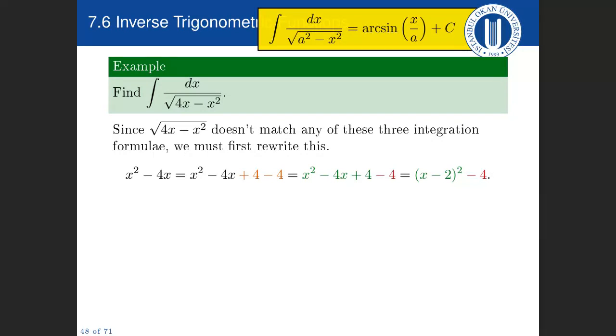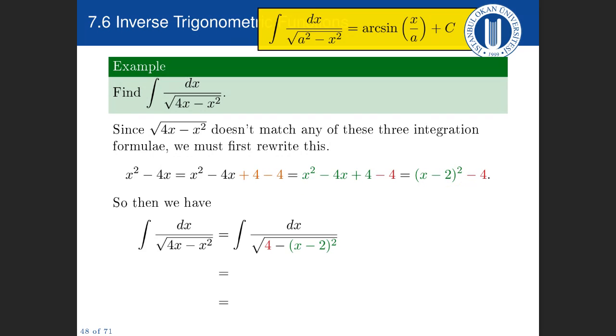And I'm going to do that by completing the square. x squared minus 4x is the same as x squared minus 4x plus 4 minus 4. Add on a number and subtract the same number, it doesn't change. But then we have, in green, x squared minus 4x plus 4, which is the same as x minus 2 squared, and then minus 4. So what we're really doing is the integral of dx divided by the square root of 4 minus x minus 2 squared.